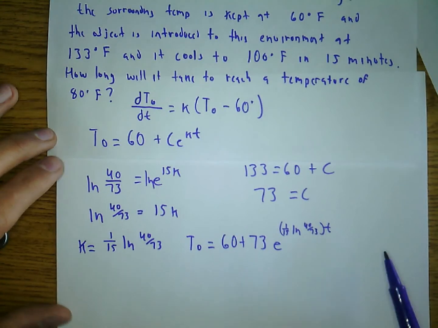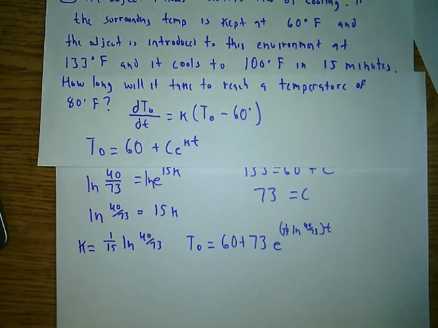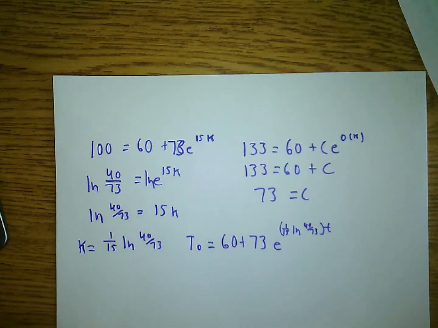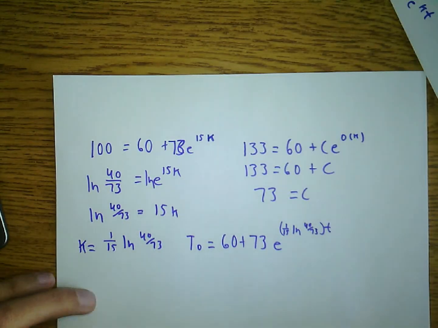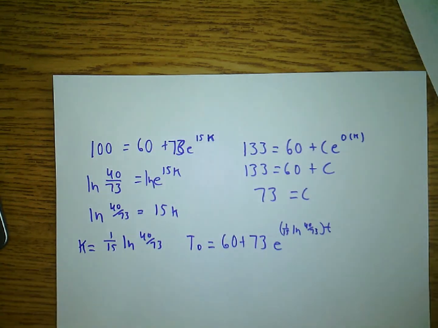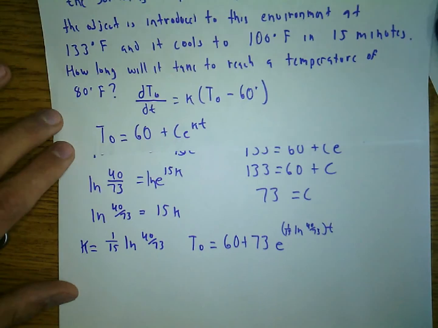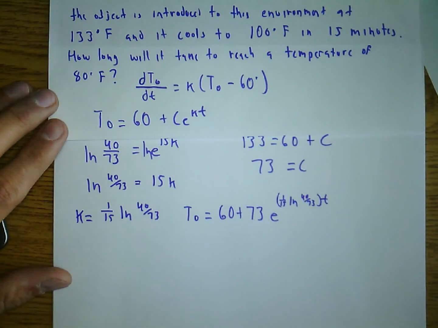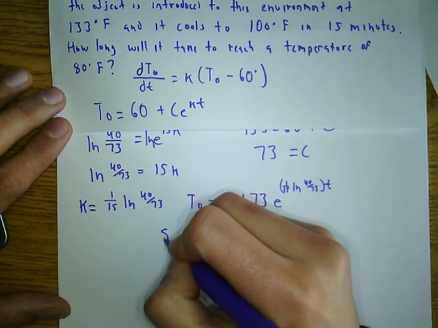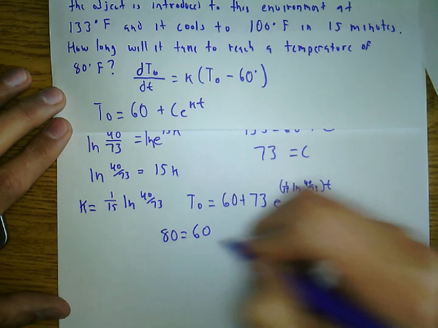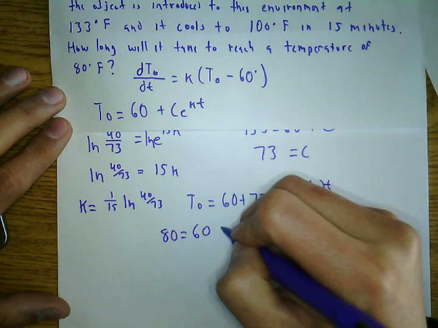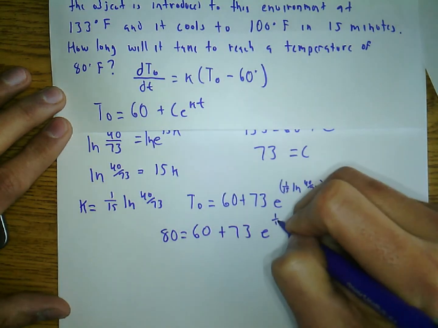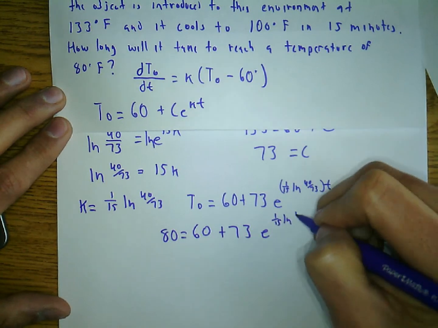So now that you have this expression, how are you going to answer the question? It says, how long will it take for the temperature to reach 80 degrees Fahrenheit? 80 for T of t. Exactly. And then you just do that process all over again. Fantastic. So now we have 80 is equal to 60 plus 73 e to the 1/15 ln 40 over 73 and then t. Agreed? Do you need my help solving this, or are we good?